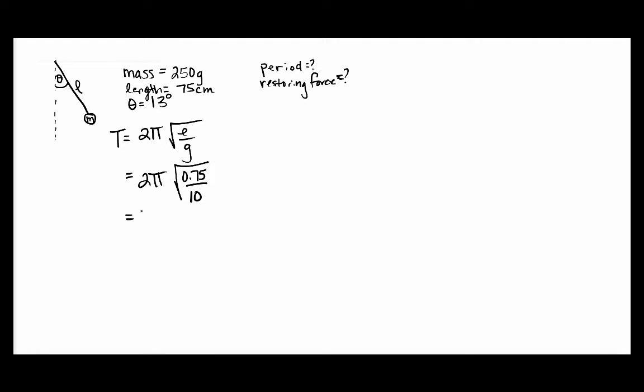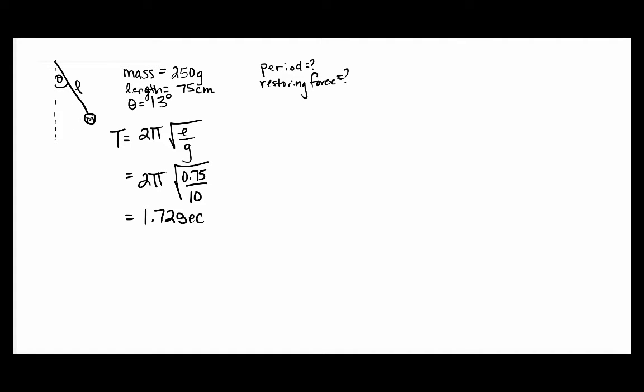And so once we plug that into our calculator, we end up getting 1.72. And this is period. Period is the time it takes for it to make 1 cycle. So 1.72 seconds.